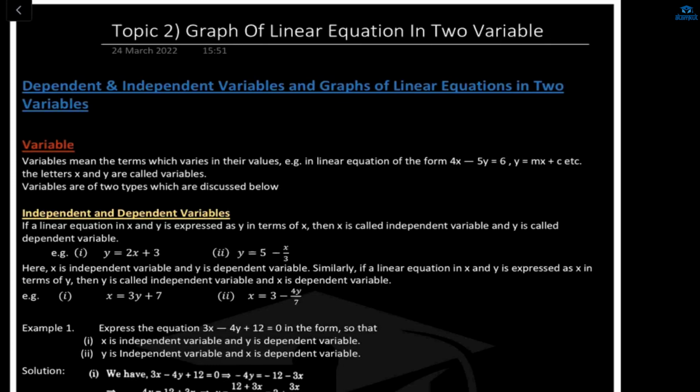Just a minute, wait. Just give me 1 minute. No, I'm still doing it. According to NCERT, I think our topic is finished here only, coordinate geometry. Am I right?